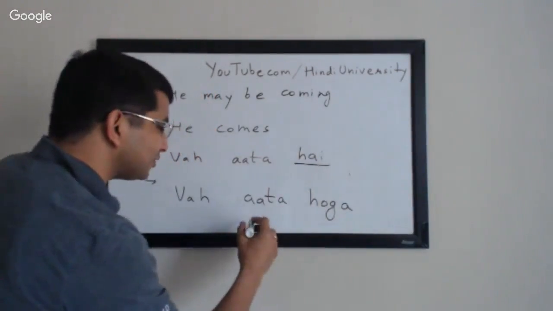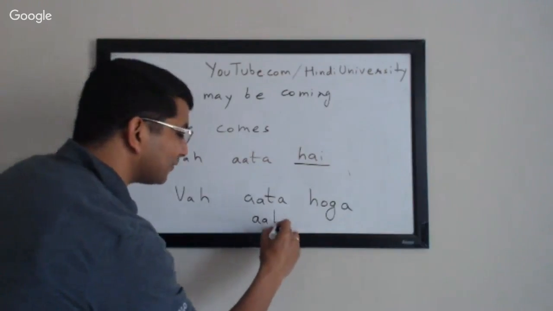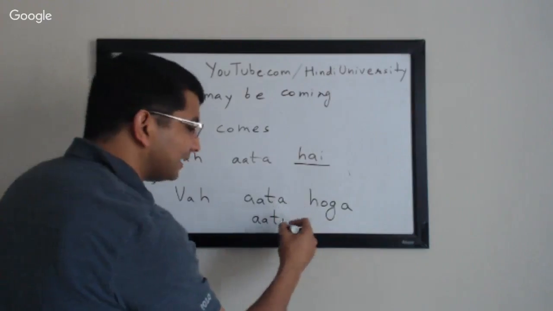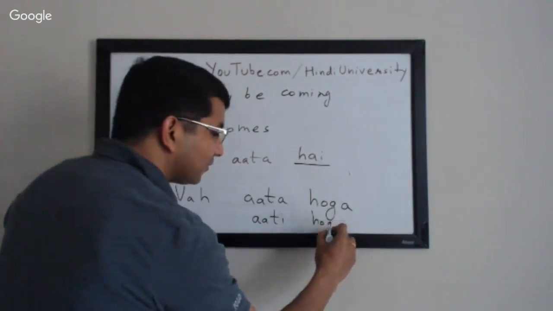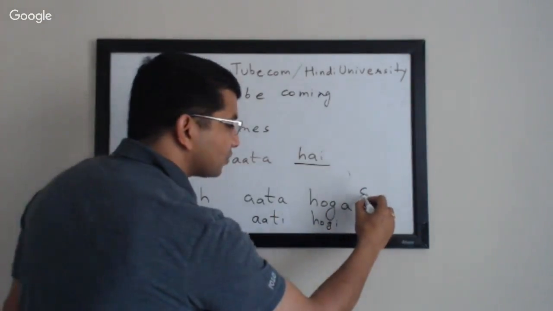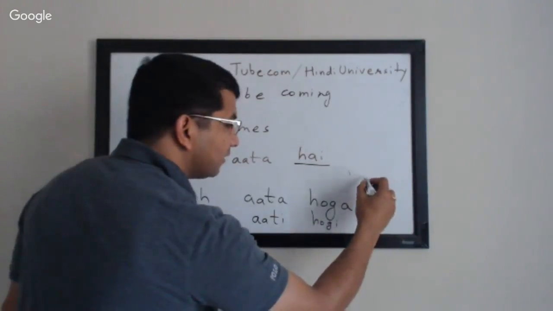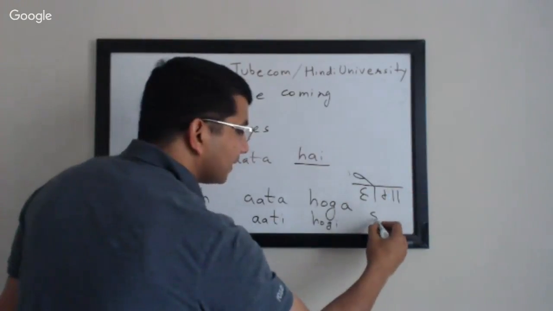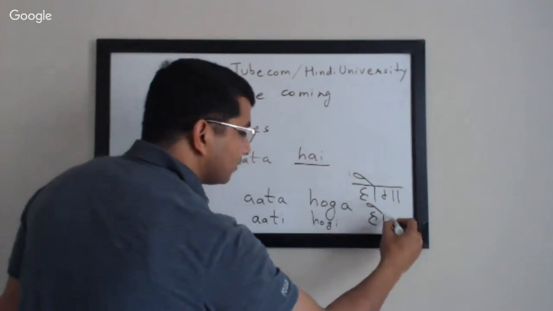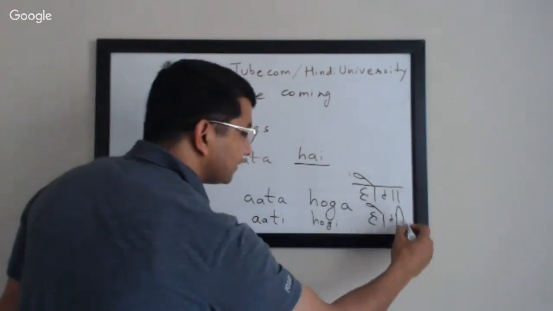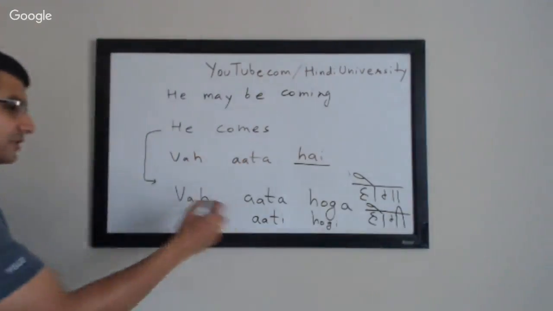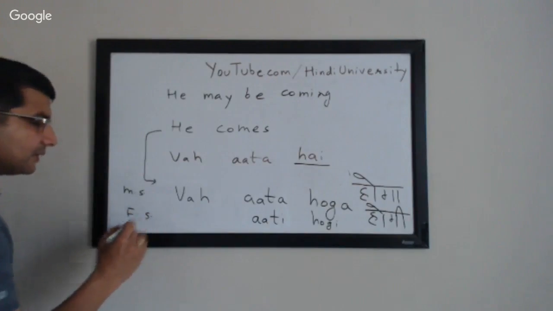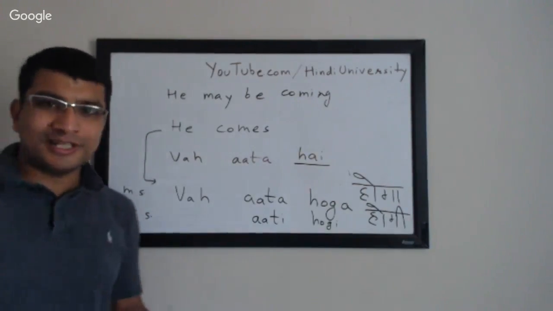It's intuitive, right? Once you start learning Hindi, you can tell that for feminine singular, aati was there, and then you said hogi. The way you write it is, for a boy, hoga, with o, and for a girl, hogi, with i: vah aati hogi. So this is masculine singular, and this is feminine singular. That's how you do it in Hindi.